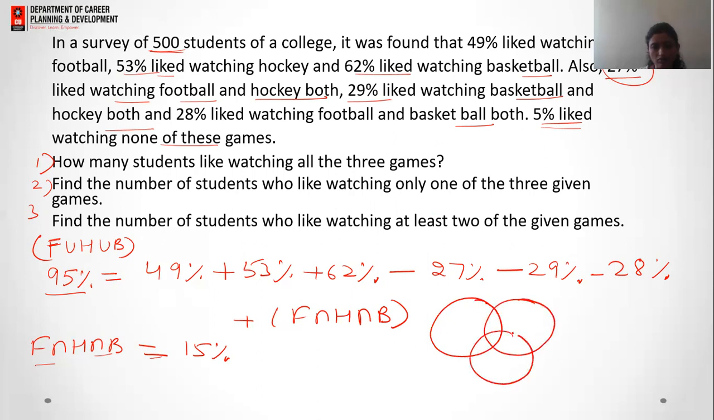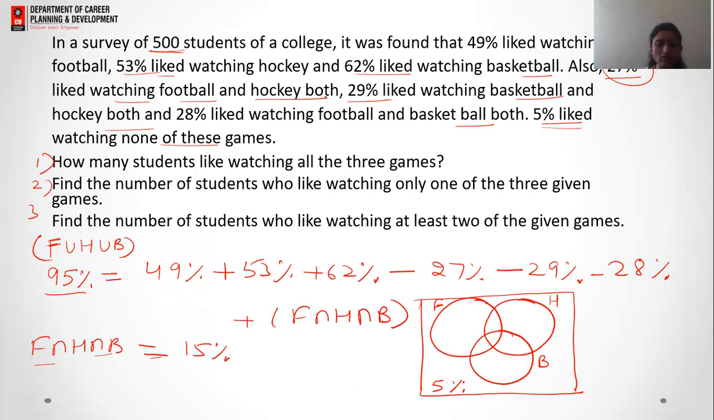We can also make the Venn diagram as hockey, football, and basketball. Three games are there, so we have to make three circles. 500 students are there. 49% like watching football, so this is the circle of only football. This part is hockey, and this is basketball. And as we know, 5% of the students like watching none of these games, so we are writing 5% outside.